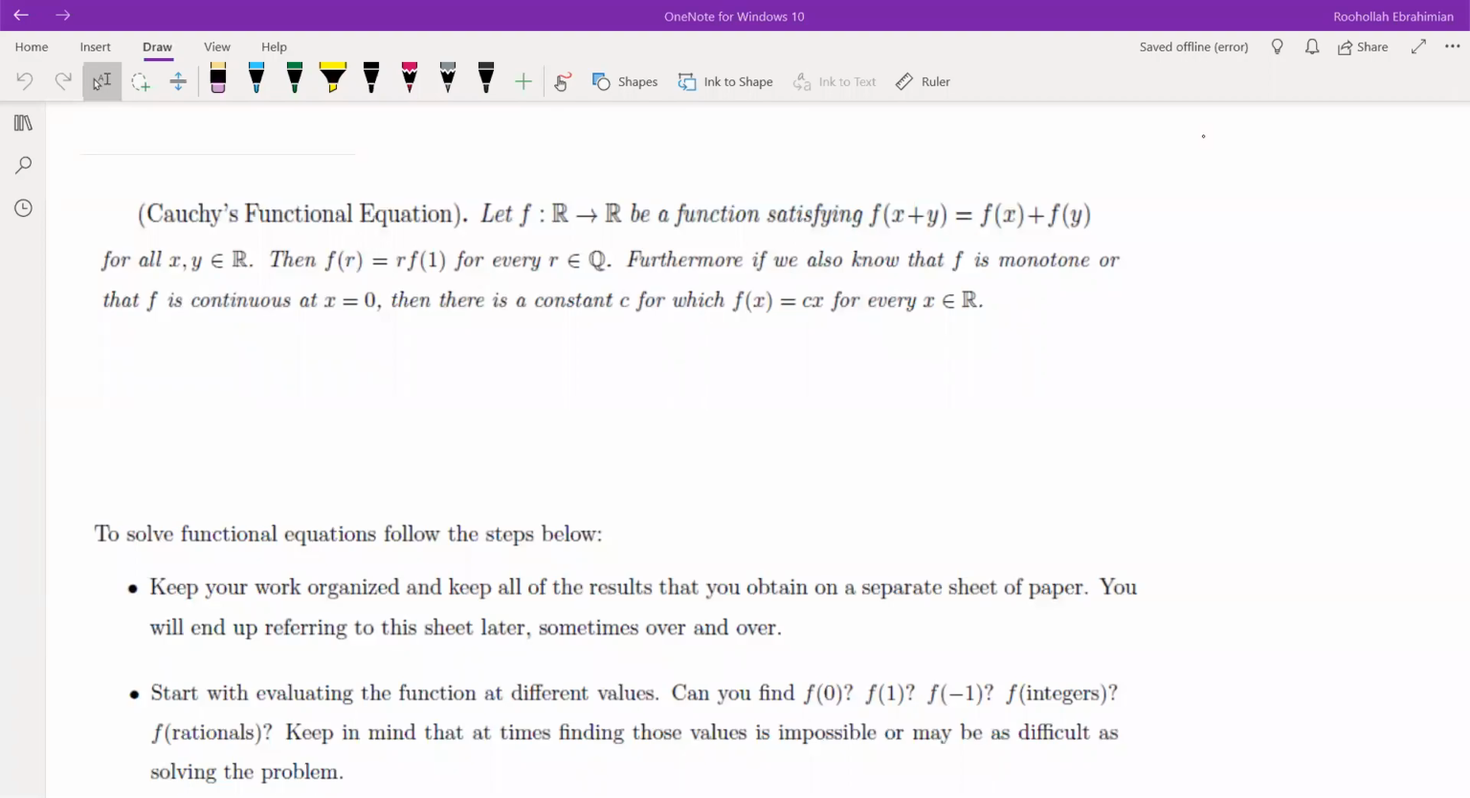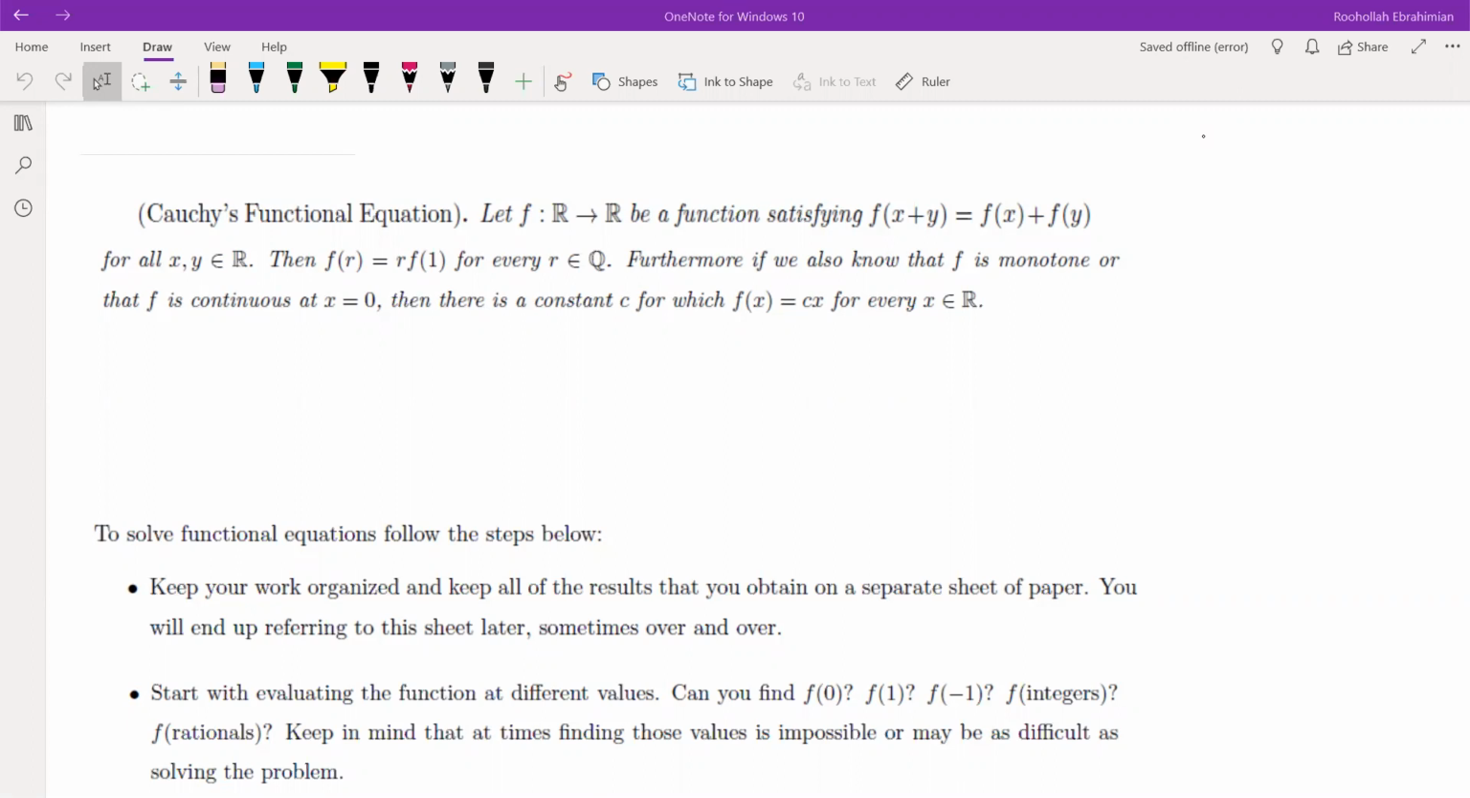Okay, in this video, we're going to talk about functional equations. Functional equations are essentially an equation involving a function, or sometimes multiple functions, and the objective is to find all of the possible functions satisfying that equation.